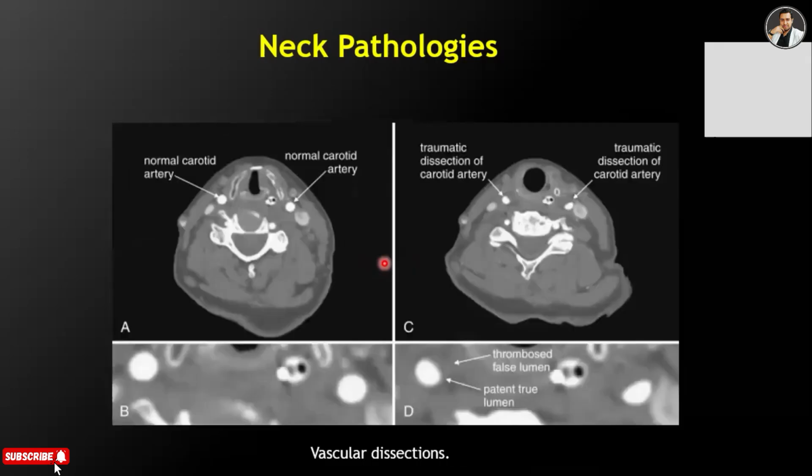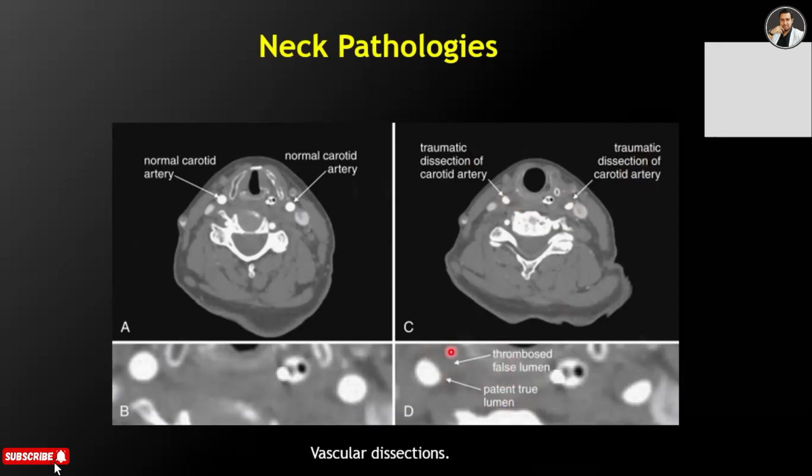And the next one is vascular dissection. So this is the normal carotid artery. This is the normal carotid artery. But this is the traumatic dissection of the carotid artery. And this is the carotid artery. The radius is reduced because of the dissection. And on both sides, there are thrombosed lumens and patent lumens.